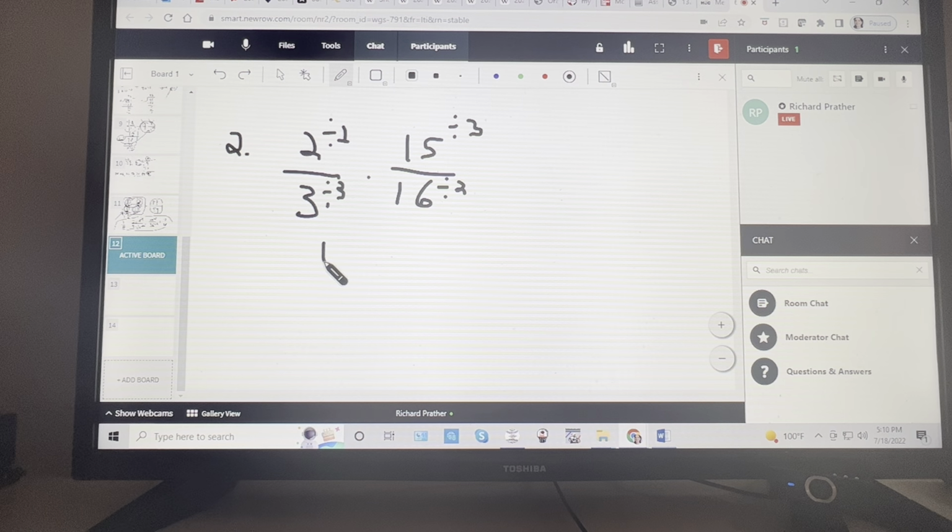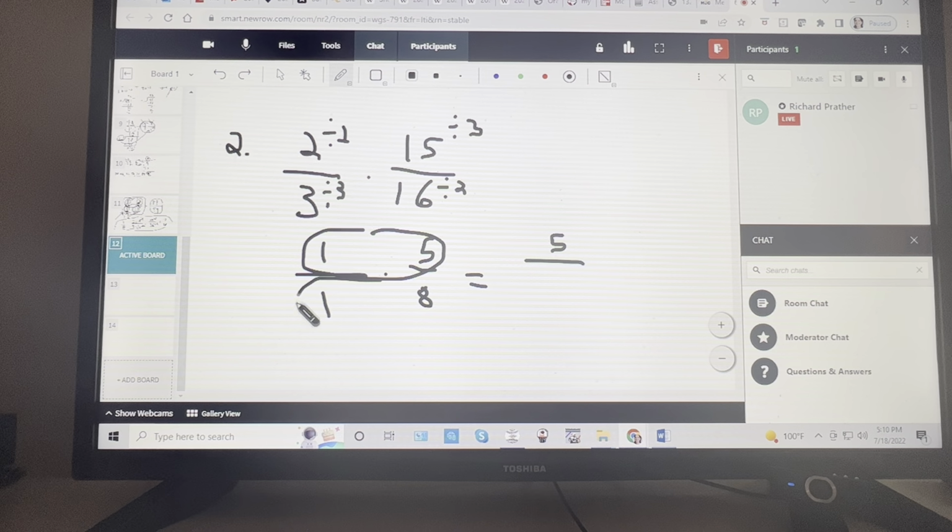2 divided by 2 is 1. 3 divided by 3 is 1. 15 divided by 3 is 5. 16 divided by 2 is 8. Now you go straight across and there won't be anything to reduce. 1 times 5 is 5. 1 times 8 is 8. This definitely doesn't reduce because I've already reduced it.